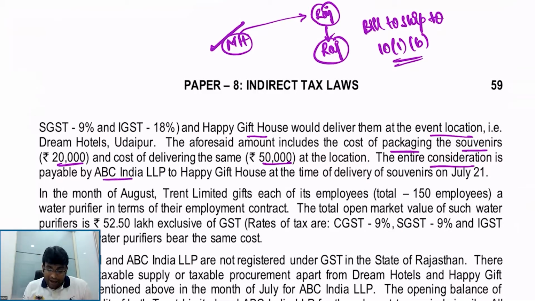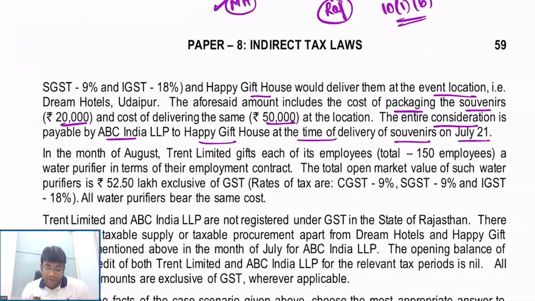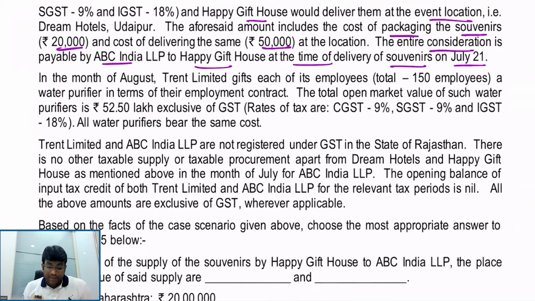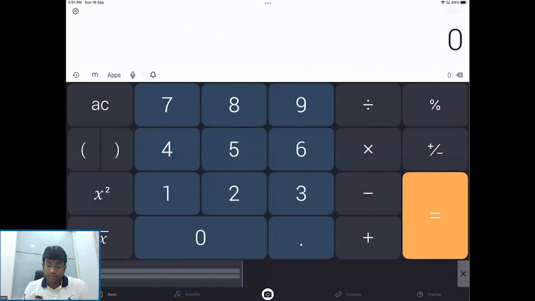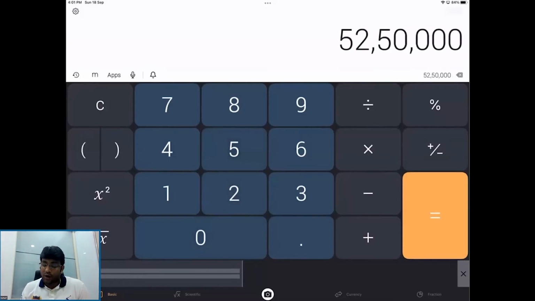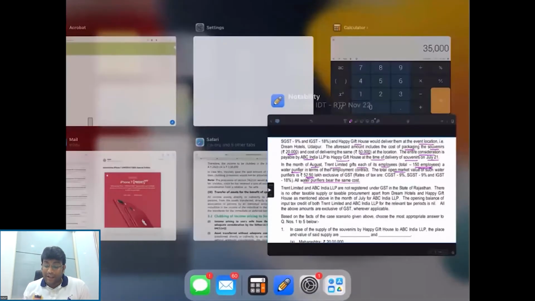Entire consideration is payable by ABC India LLP to Happy Gift House at the time of delivery of souvenirs on July 21st. Then, in the month of August, Trent Limited gifts each of its 150 employees a water purifier in terms of their employment contracts. The total open market value is 52.50 lakhs, exclusive of GST, and all water purifiers bear the same cost. Come on, see now. 52 lakh 50,000 divided by 150 employees means for each employee it is 35,000 rupees.